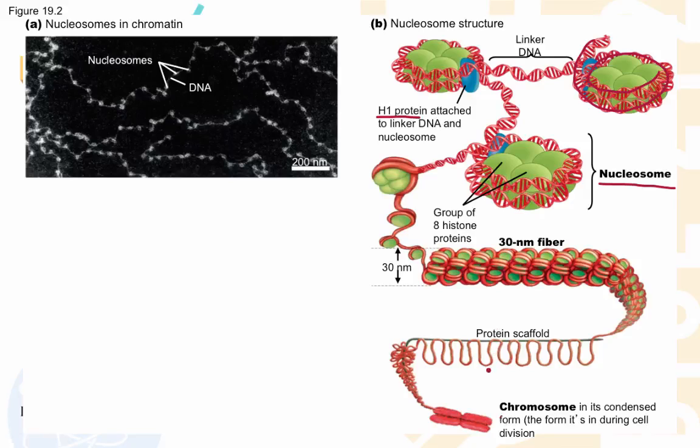regulating gene expression. If you look at a micrograph of chromatin, you can see the string-like DNA wrapped around tiny knob-like structures made up of histone proteins. The proteins together with the DNA form nucleosomes.